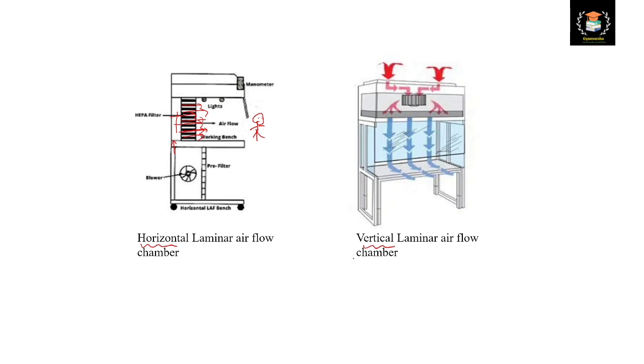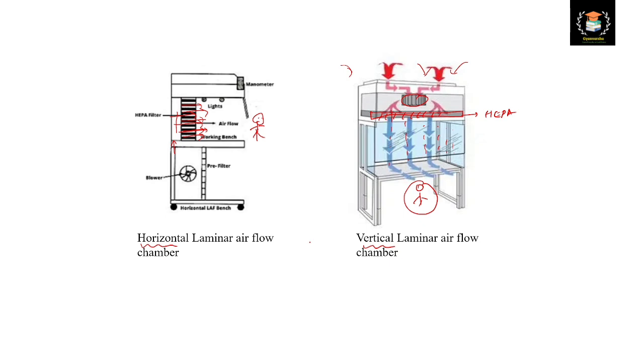And in vertical laminar airflow, the surrounding air is sucked in like this. Then the blower gives it to the HEPA filters. The HEPA filter is placed like this. So this is the HEPA filter, and the air flows like this. So here the airflow is vertical. Here the person working is more protected compared to the horizontal laminar airflow chamber.